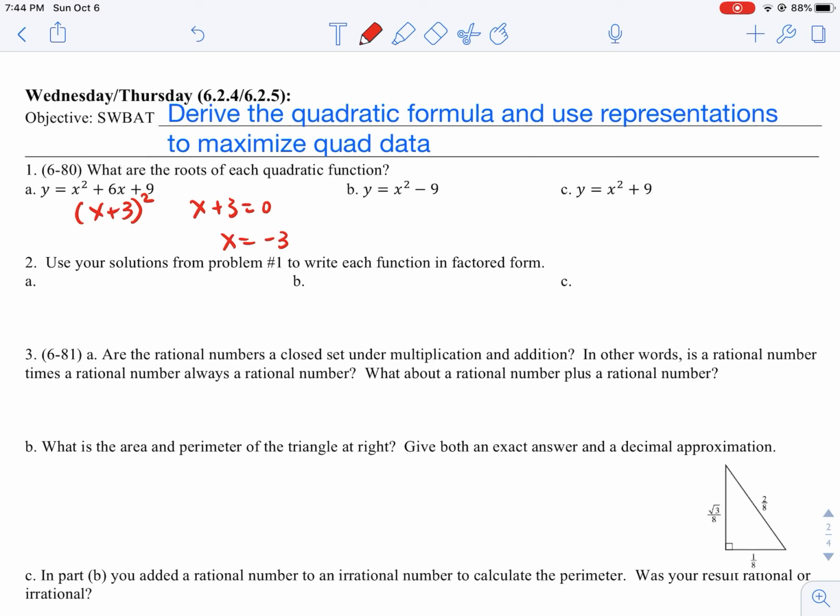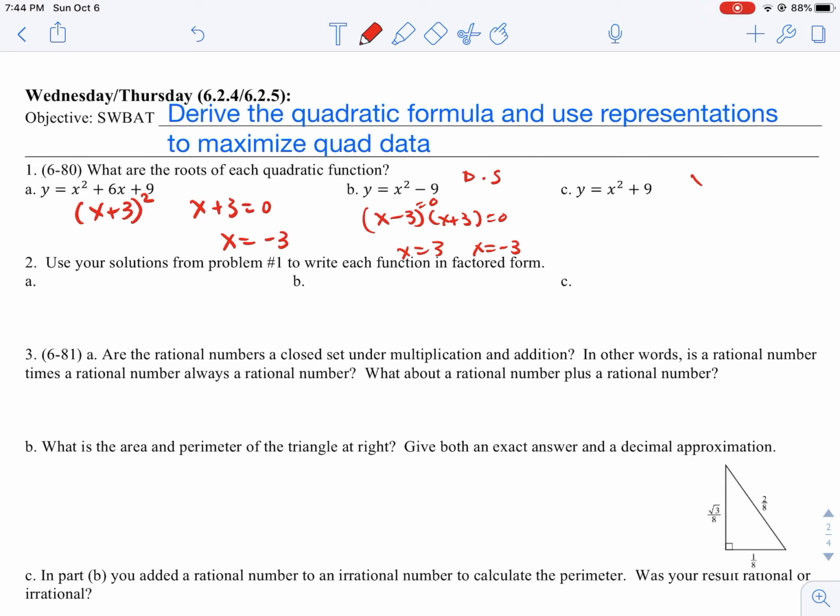For the second one, that's a difference of squares. So that factors to (x − 3)(x + 3). Set each of those equal to 0. You get x equals 3 and x equals negative 3. And the last one, when you factor it, you can't, because it's not a difference of squares.